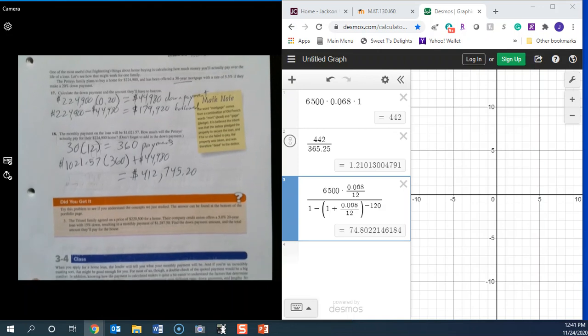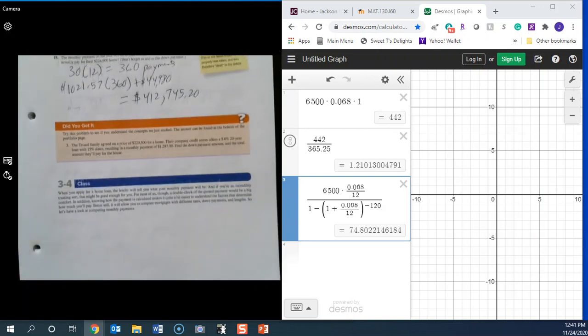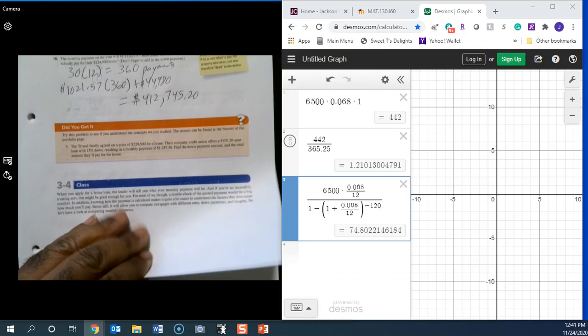Okay, now at the bottom it says when you apply for a home loan, the lender will tell you what your monthly payment will be. And if you're an incredibly trusting sort, that might be good enough for you. For most of us, though, a double check of the quoted payment will be a big comfort. In addition, knowing how the payment is calculated makes it quite a bit easier to understand the factors that determine how much you will pay. Better still, it would allow you to compare mortgages with different rates, down payments, and lengths. So let's have a look at computing monthly payments.